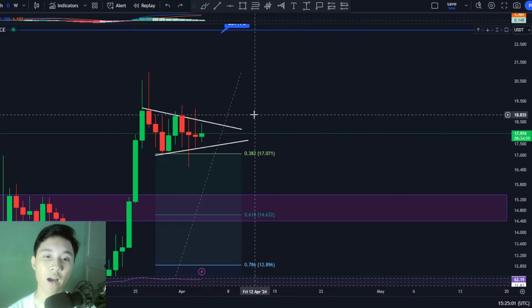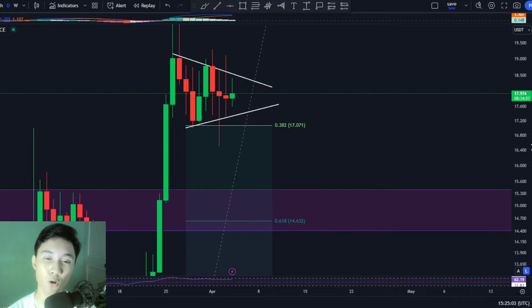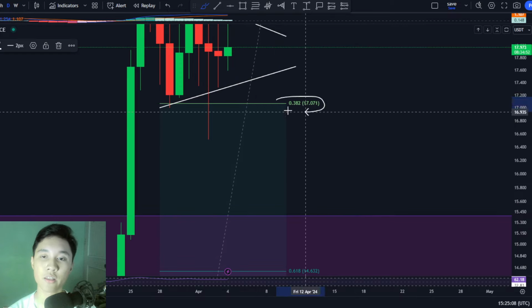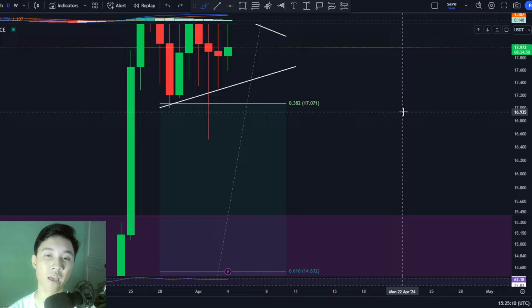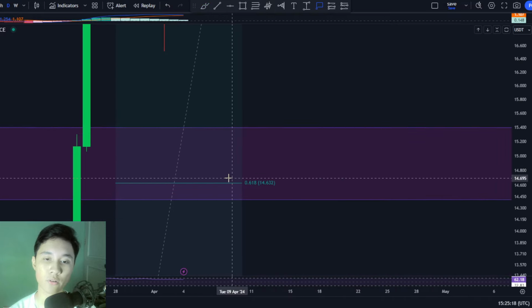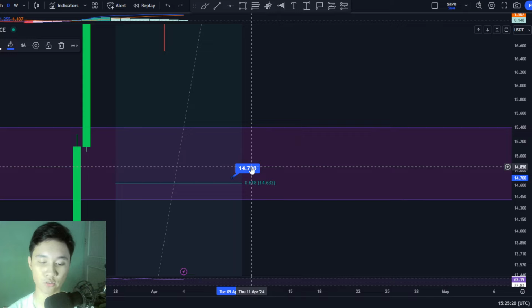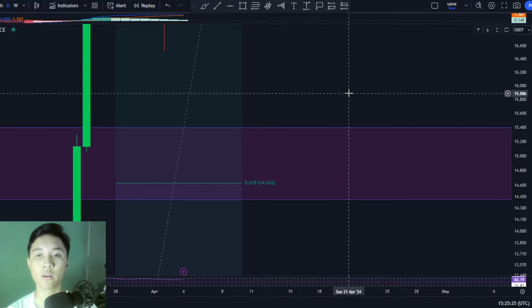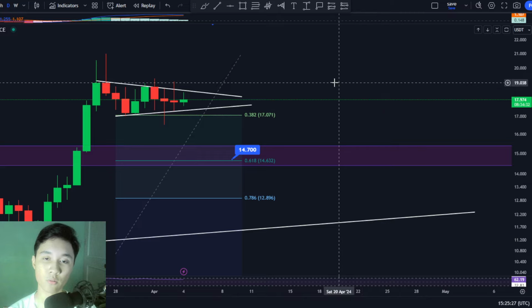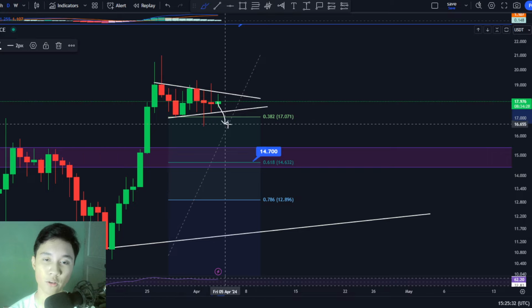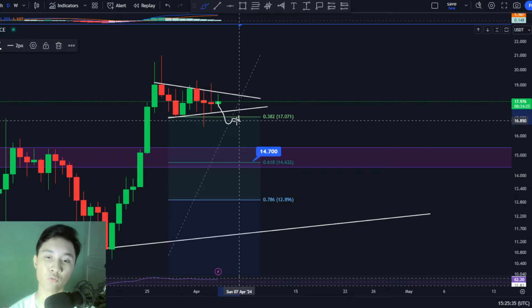However, if we do see ICP close the daily candle below the triangle or below the 0.382 level on the Fibonacci, that is a bearish signal, and we could expect the price to tank further towards the downside to the next level of support, which is located currently at around 14.7 US dollars, and that is where the 0.618 on the Fibonacci is located. So now that you guys are aware of the targets, the bearish target is $14.7. If we do see ICP break below the triangle, we could be potentially expecting a dump to $14.7.